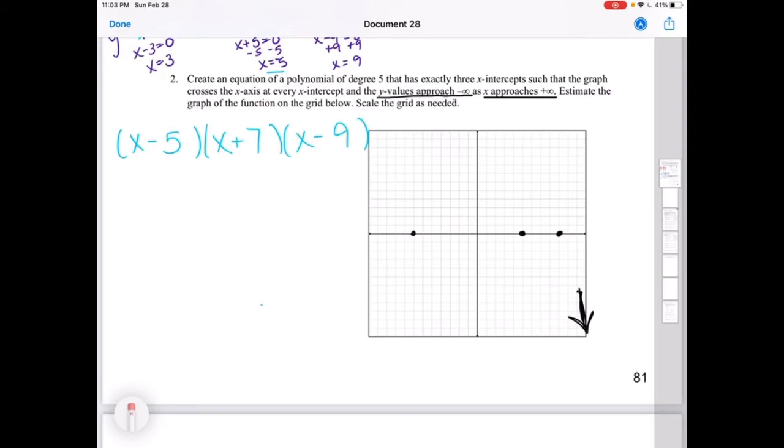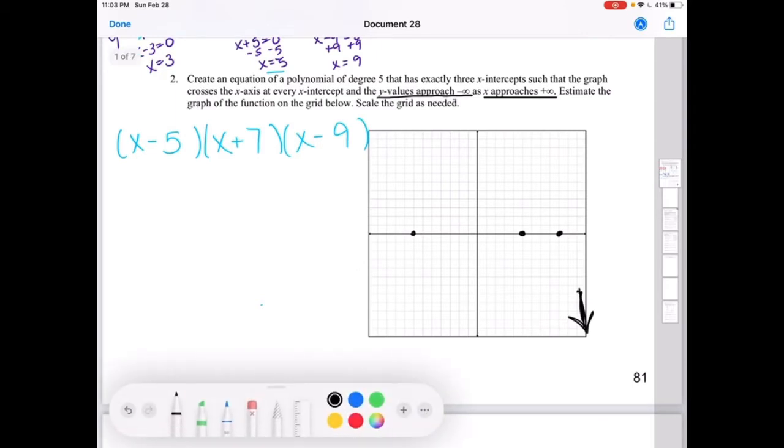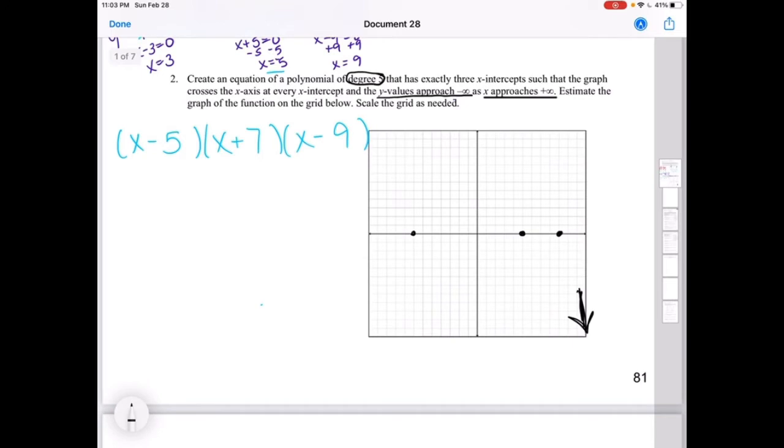So knowing that piece of information, and also knowing that this is a degree 5 that has 3 x-intercepts, we're going to make an equation. As you can see, it kind of beat us to the punch over here. I just picked these random numbers. You could have picked any numbers you wanted, and you could have made your own equation. These are just the ones that I chose.